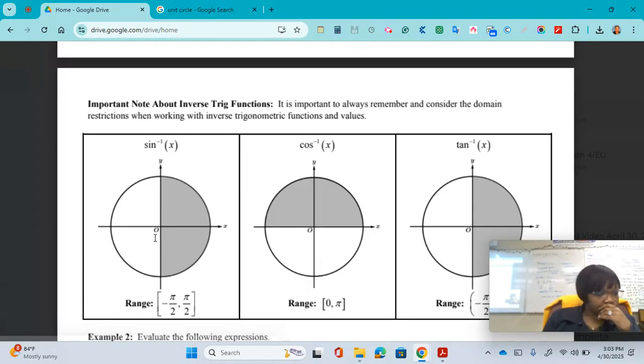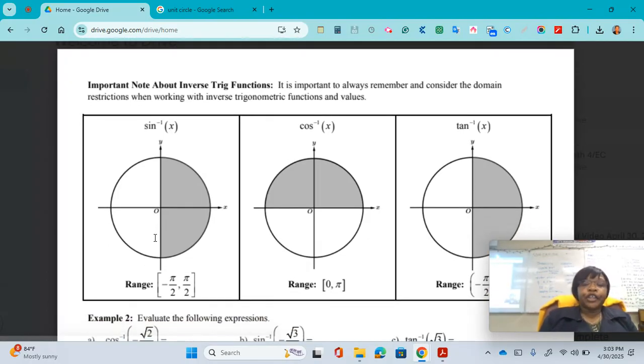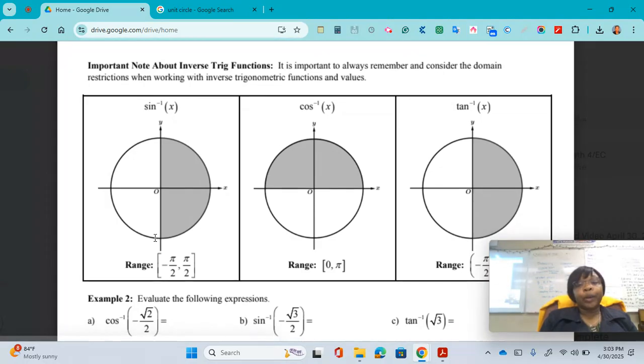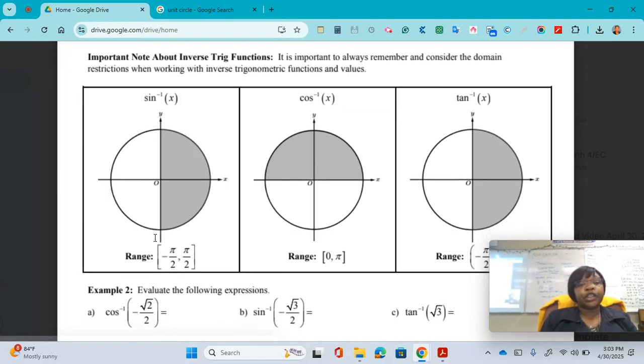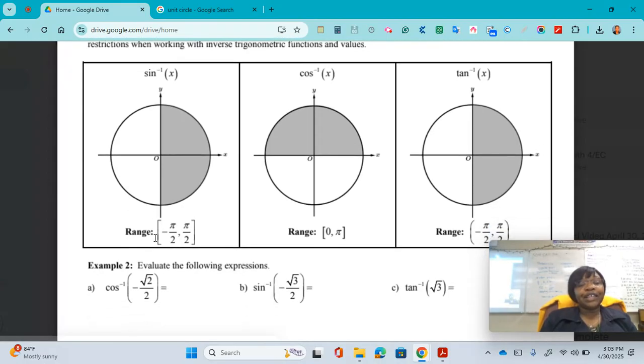Important note about inverse trig functions. It is important to always remember and consider domain restrictions when working with inverse trigonometric functions and values. So if I said that we are looking for the inverse sine of x between the ranges of negative pi over 2, going what direction? Clockwise. And pi over 2 going counterclockwise.